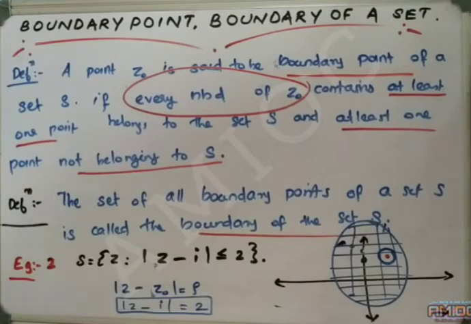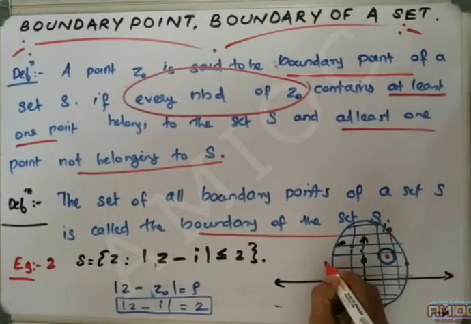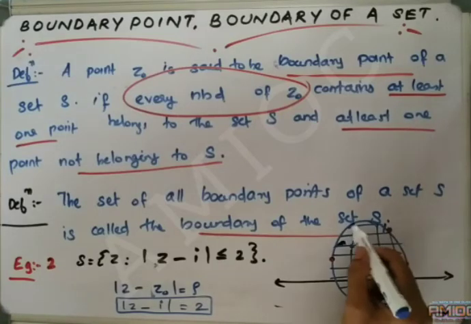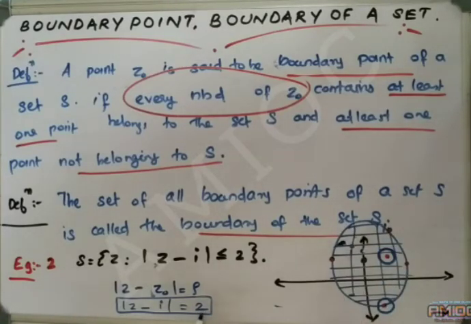Now we can look at the points on the boundary, that means the points on the circle |z - i| = 2. If we consider any neighborhood of these points, we will get some points inside the set S and some points outside the set S. Therefore all the points on the circle |z - i| = 2 are the boundary points of the set S, and the points inside the circle are not boundary points of the set S.